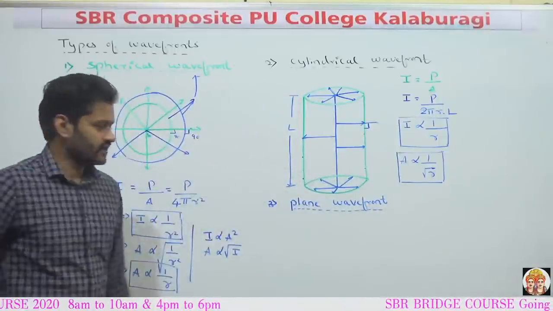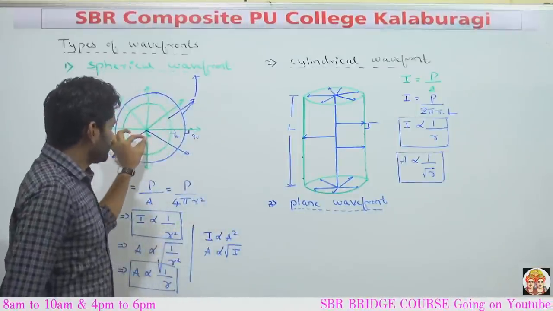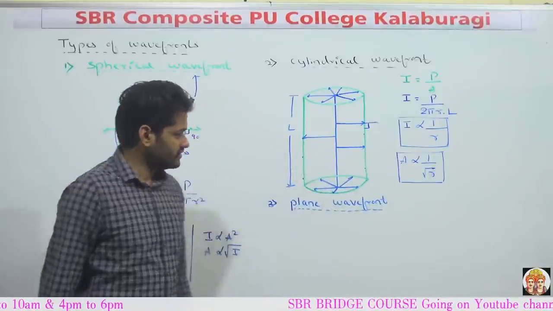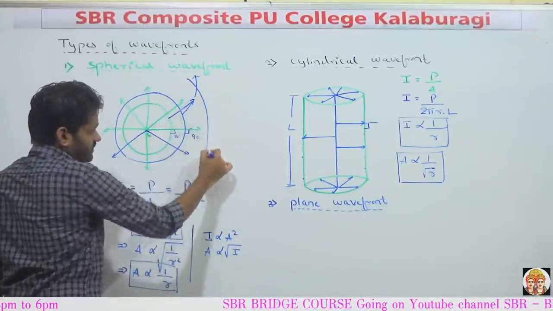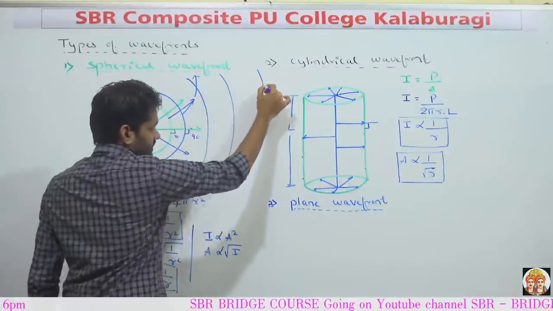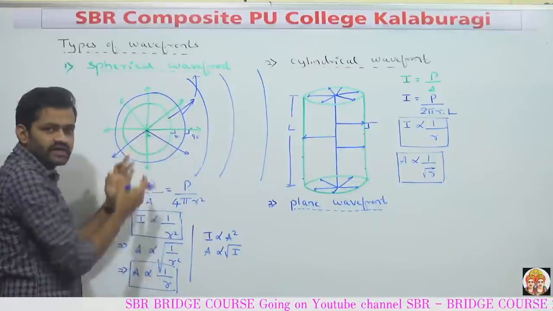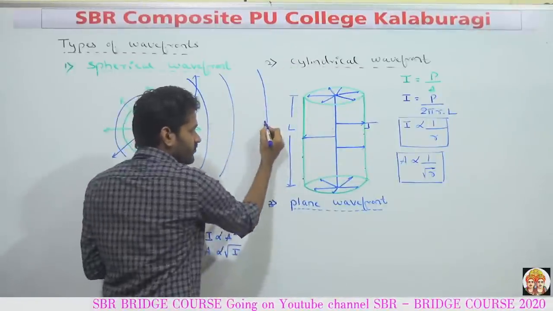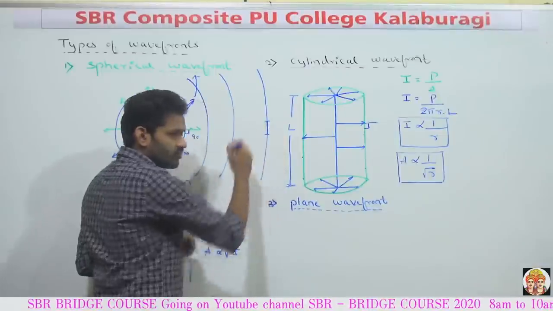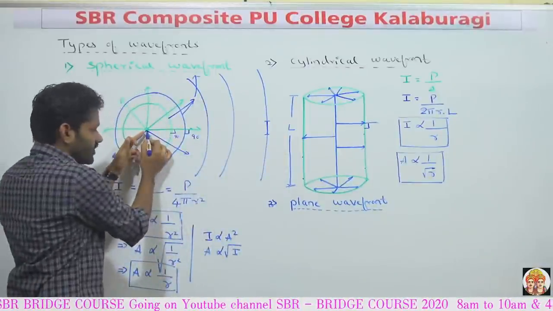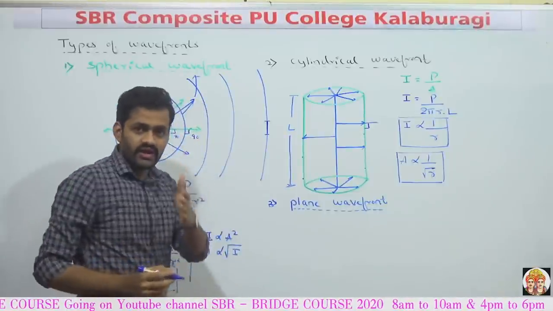Third type, plane wave front. This plane wave front is produced due to a spherical wave front, due to a point source or due to a linear source. How is this produced? See, here this one is a spherical wave front, next wave front like that. At a finite distance, you will get a spherical wave front. At infinite distance, when you take a very small portion of this spherical wave front, it is almost plane, correct? So from a point source at infinite distance, a very small portion of the spherical wave front gives you a plane wave front.